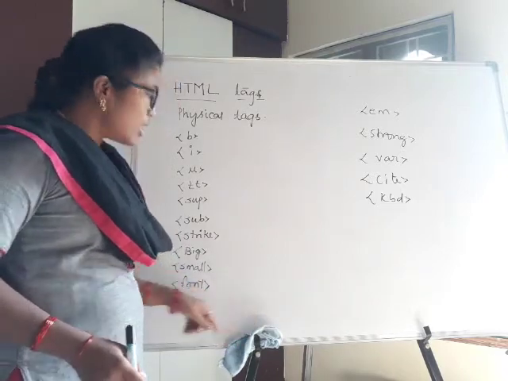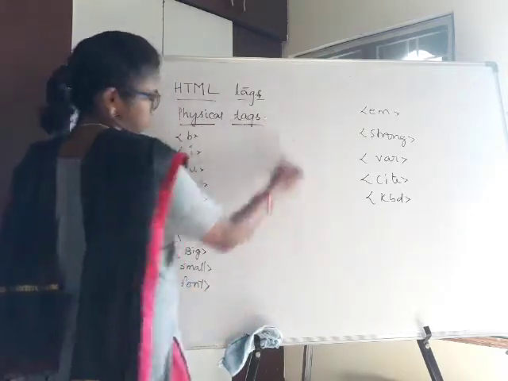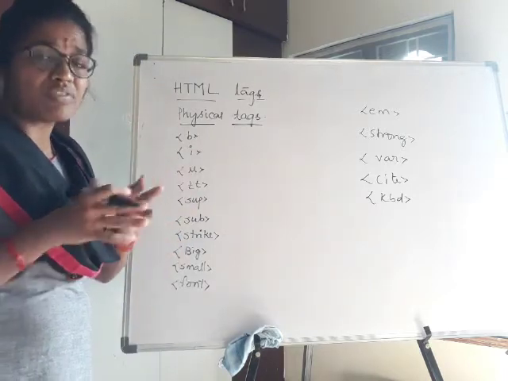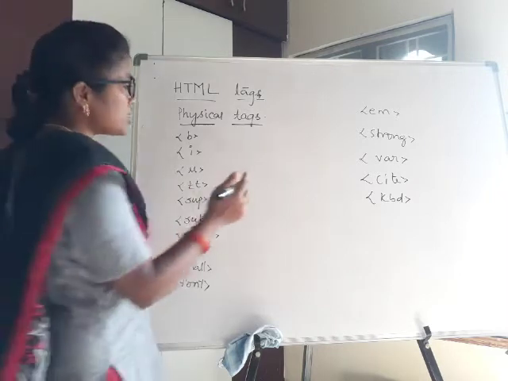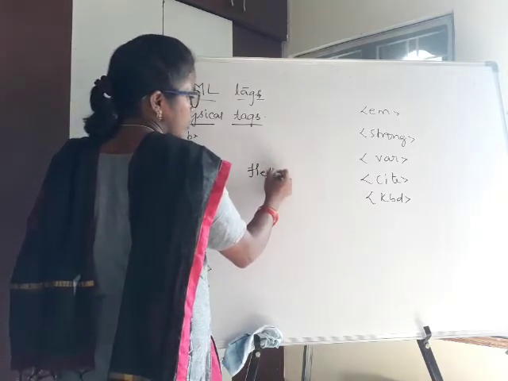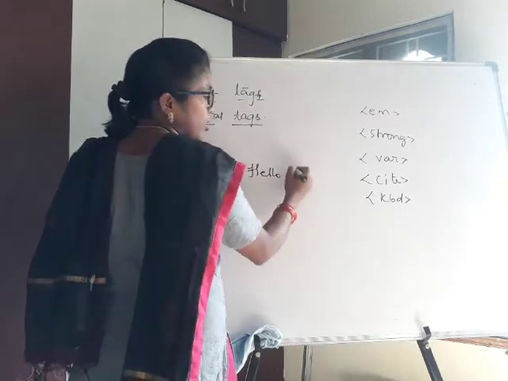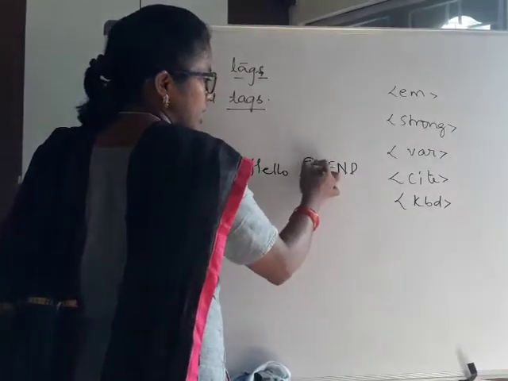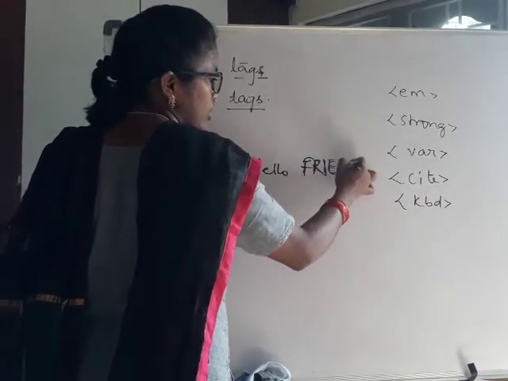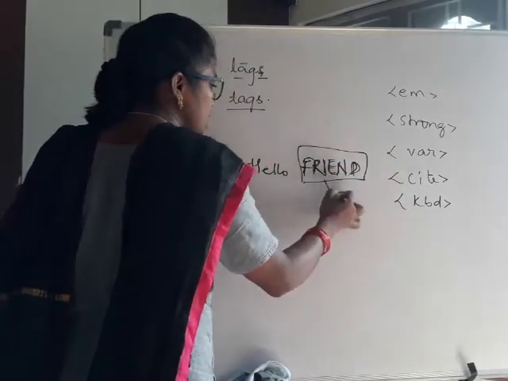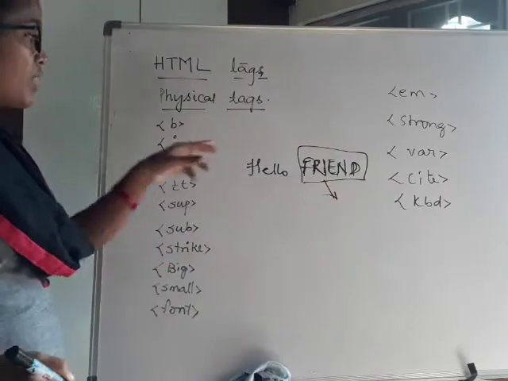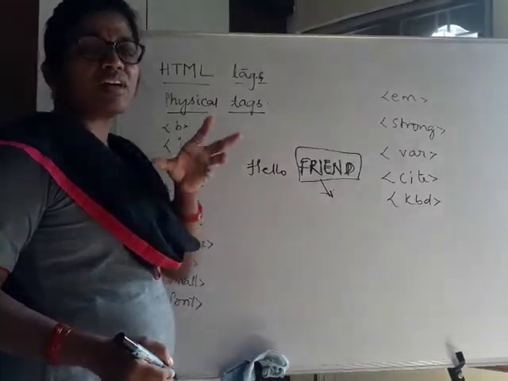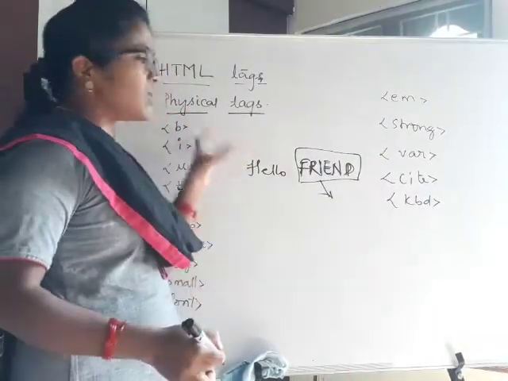Okay, so here I would like to explain physical tags first. That means they make changes in the physical appearance of the text. Suppose I am writing hello, this is the normal text hello. If I want to make it bold, that means a bigger font, so physically I want to change this appearance. For changing this appearance I have different types of tags available in HTML.